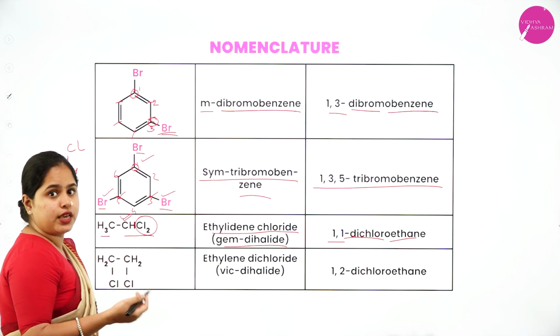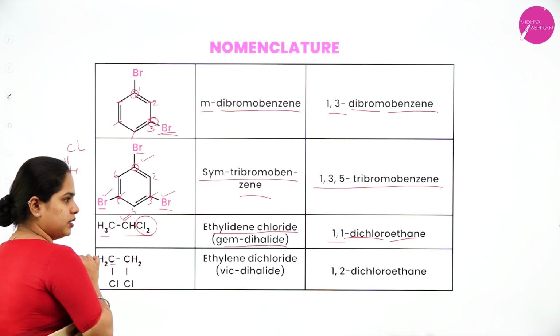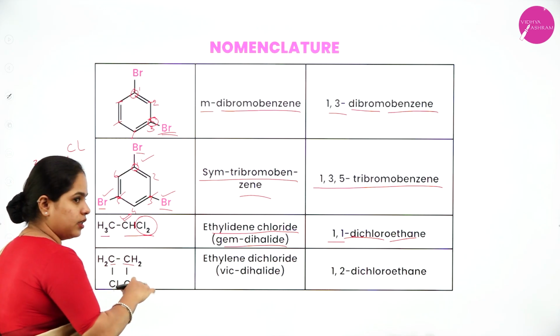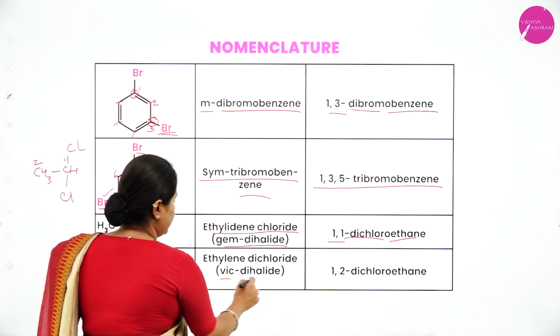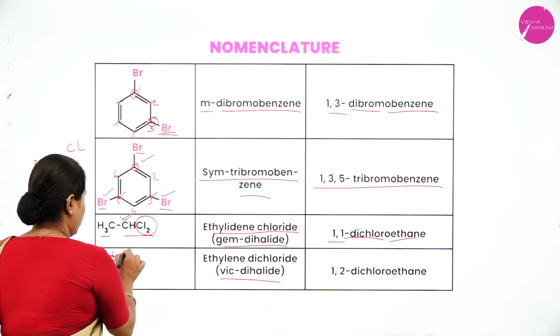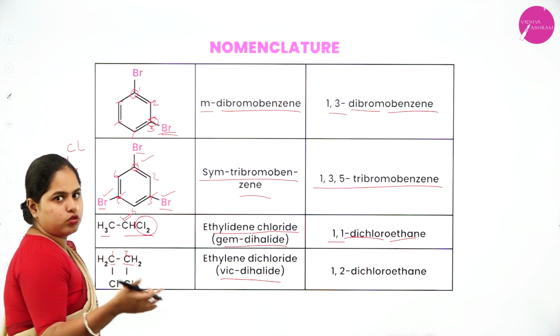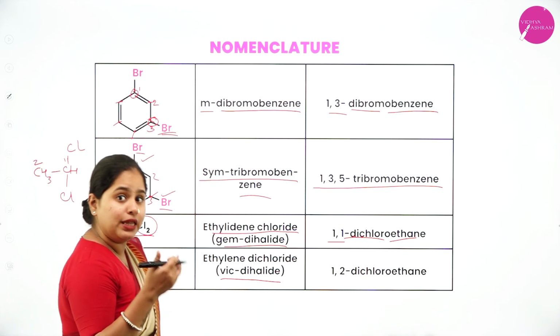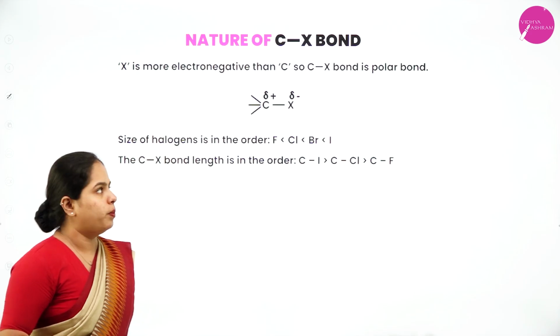The next one is CH2Cl, CH2Cl. So, here itself we can tell which classification it comes under. One chlorine atom is on this carbon atom, another chlorine atom is on the adjacent carbon atom. So, this is called a vicinal dihalide, right? It is called a vicinal dihalide. And how do you write the IUPAC nomenclature? On the first carbon atom you have one chloro, on the second you have another chloro. So, it is 1,2-dichloroethane, right? 1,2-dichloroethane.